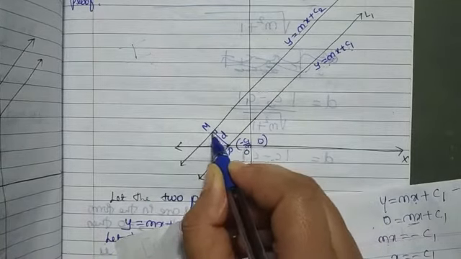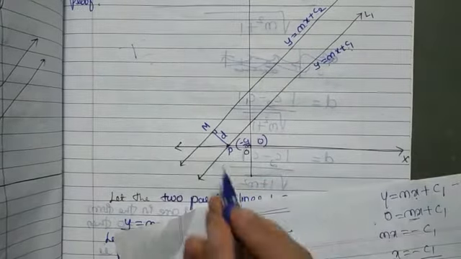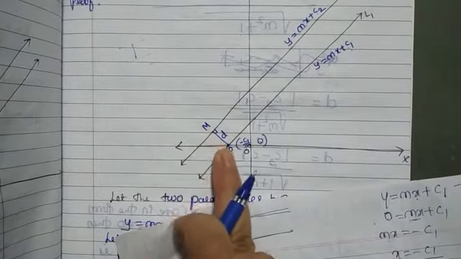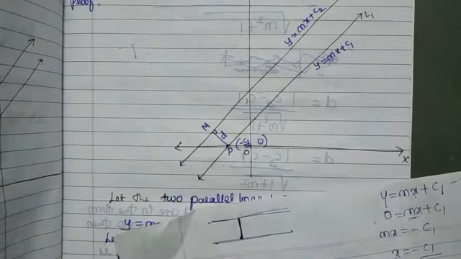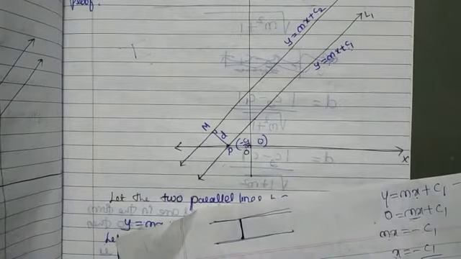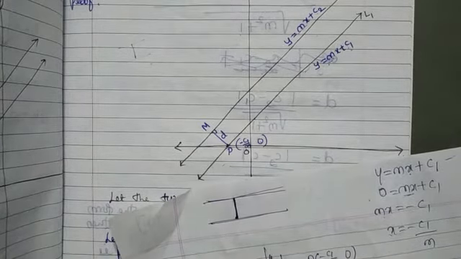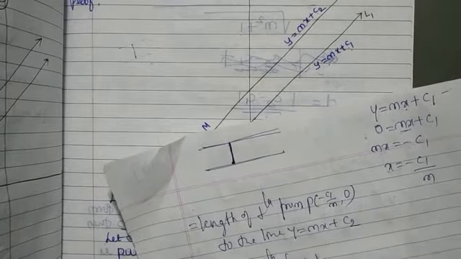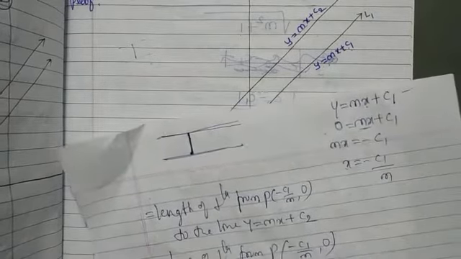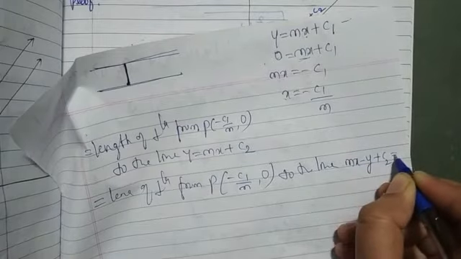Draw PM perpendicular to L2. So this PM is nothing but the distance between two parallel lines. That is nothing but the length of the perpendicular from P, the point minus c1 by m comma 0, to the line y is equal to mx plus c2. So this is nothing but the length of the perpendicular from P, minus c1 by m comma 0, to the line mx minus y plus c2 is equal to 0.